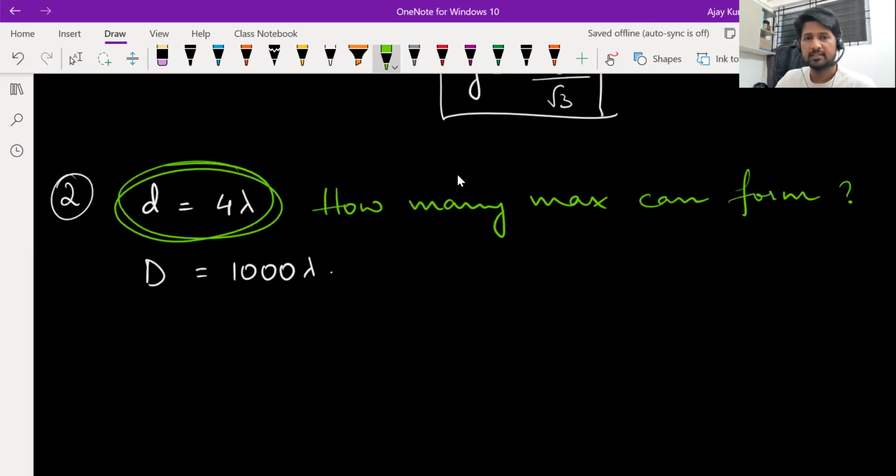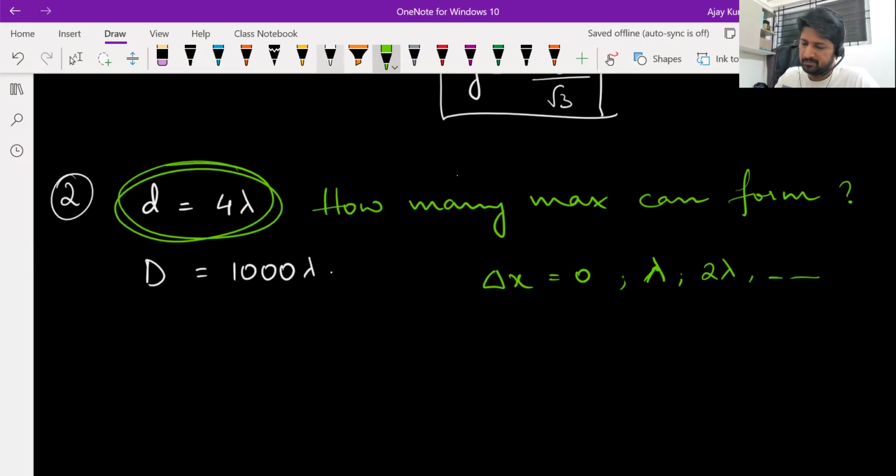Where do the maxima form, or what should happen at a maximum in terms of interference? What kind of interference should happen? Maxima correspond to points where constructive interference occurs. And for constructive interference, the path difference should either be 0 or lambda, or 2 lambda, and so on. You should have these path differences to be able to see a maximum.